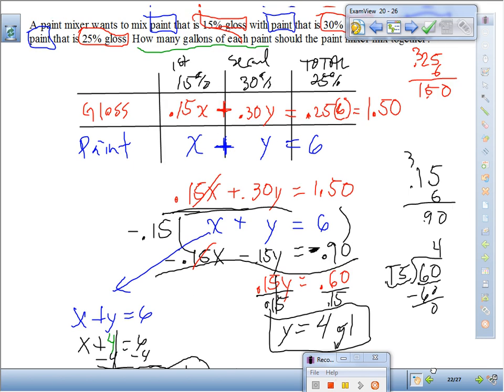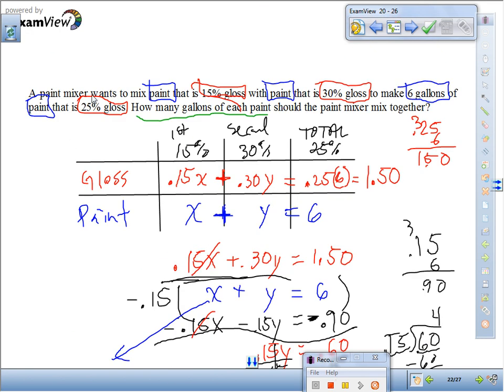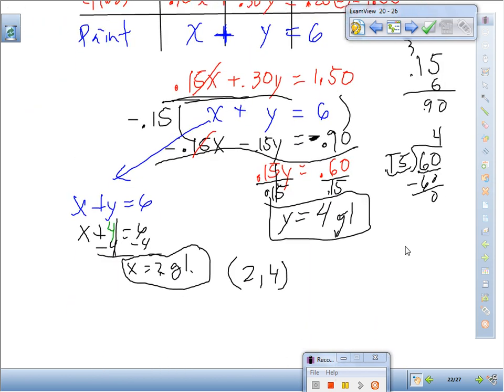Think about your statement. A paint mixer wants to mix paint, but the question is how many gallons of each paint should the paint mixer mix? So think about your statement. Don't say it out loud. Write it down, please. Write down your statement.